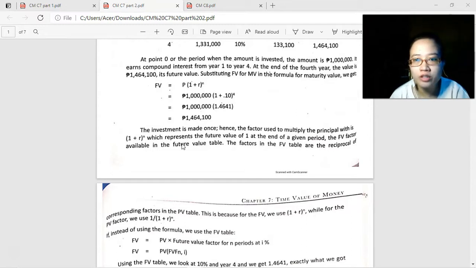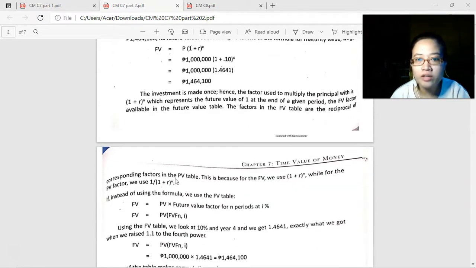And then the factor used to multiply the principal with is 1 plus r raised to n, which represents the future value of 1 at the end of a given period. The FV factor is available in the future value table. The factors in the FV table are the reciprocal of corresponding factors in the present value table. So this is because for the FV, we use 1 plus r raised to n, while for the present value factor, we use 1 over 1 plus r raised to n. Okay, kumbaga naging denominator itong part na to.